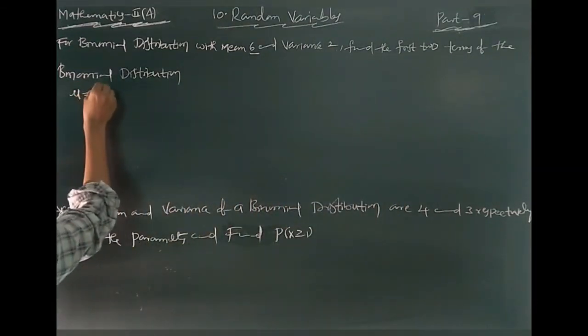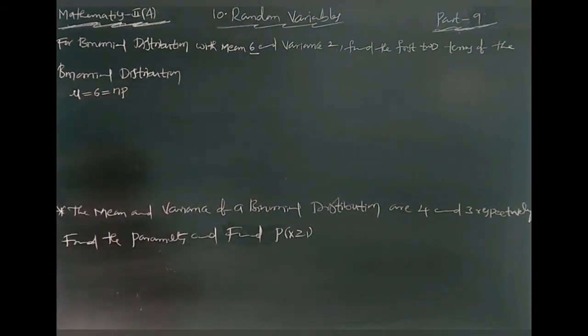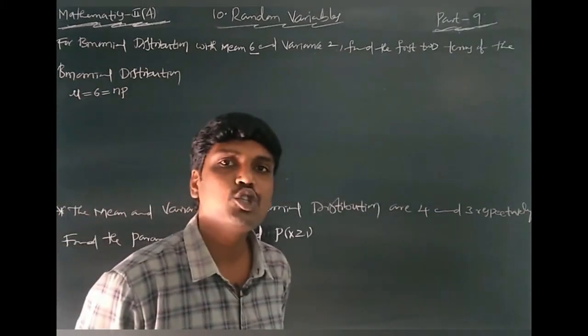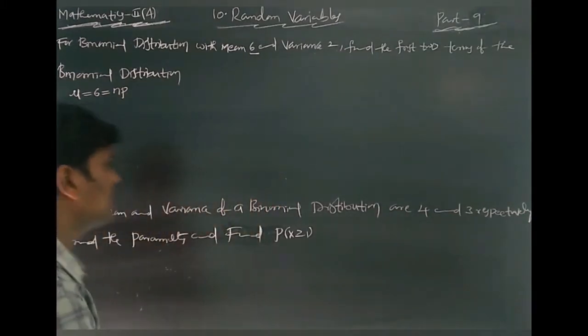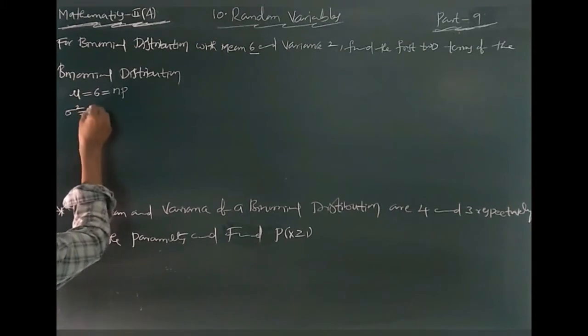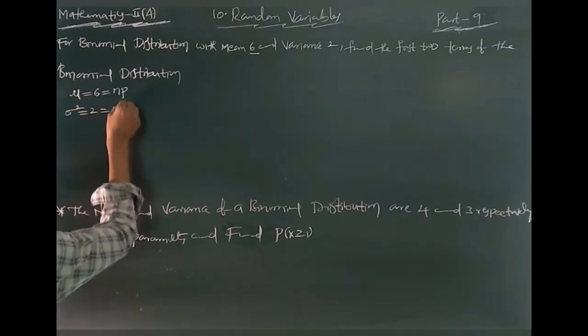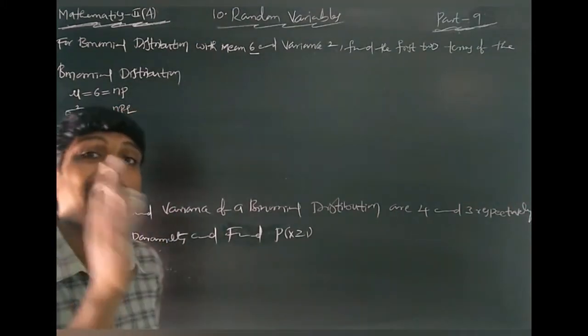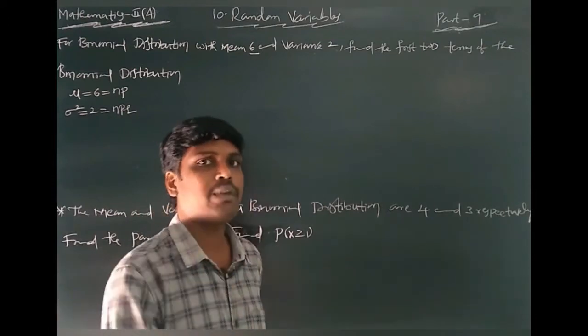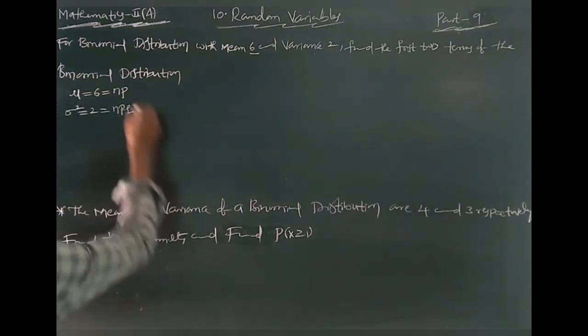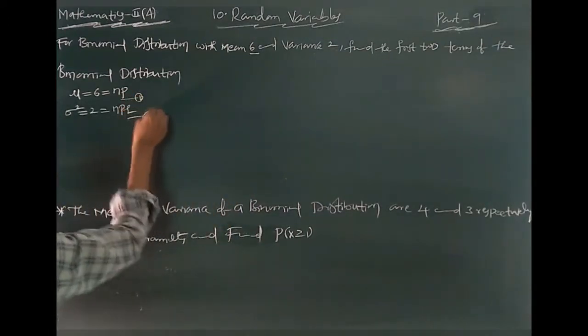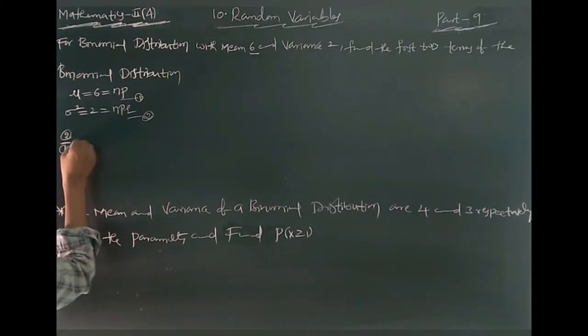Mean mu is equal to 6, given. What is the mean of the binomial distribution? n into p. After that, what is the variance? Variance is given as 2. What is the formula of variance? npq. These 2 formulas are explained already. That's why this is equation 1, this one is equation 2. After that, you can do 2 by 1.